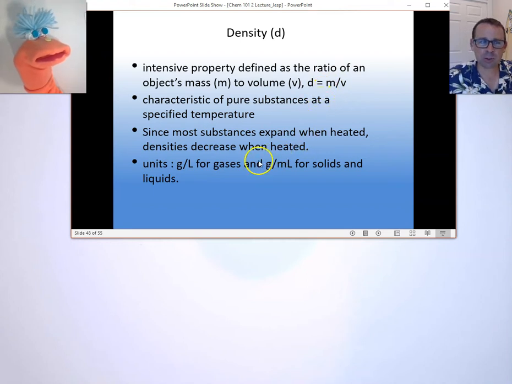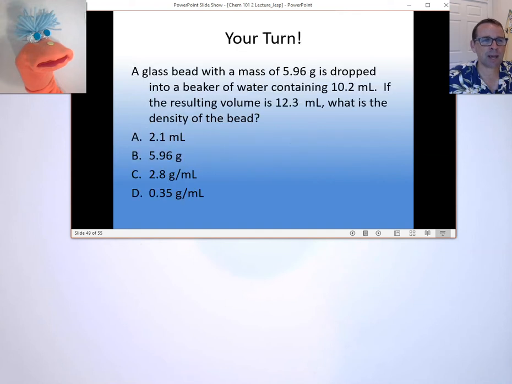Typical units in chemistry class are grams for our mass and milliliters for our volume. Or if you're talking about a gas, it'll be grams per liter simply because gases are much less dense. You need a whole liter of them to get any significant amount of mass. But again, density is a relationship between mass and volume.